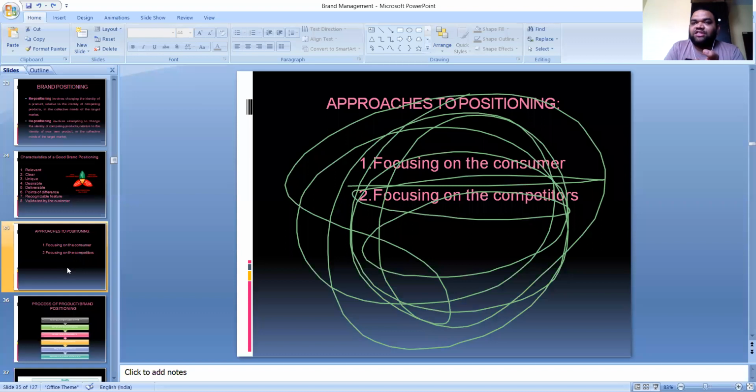Focusing on the consumer means you have to focus on what the customer needs. Whatever he needs, you have to give him as a desire: if he uses this, then he can get this. That one we call the ideal positioning. First of all, we have to focus on that.